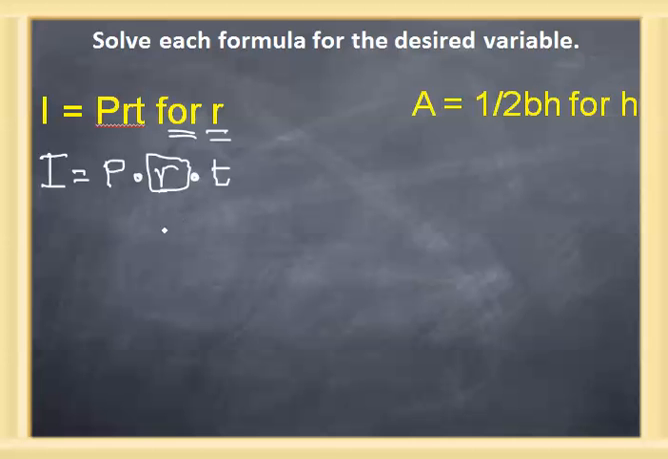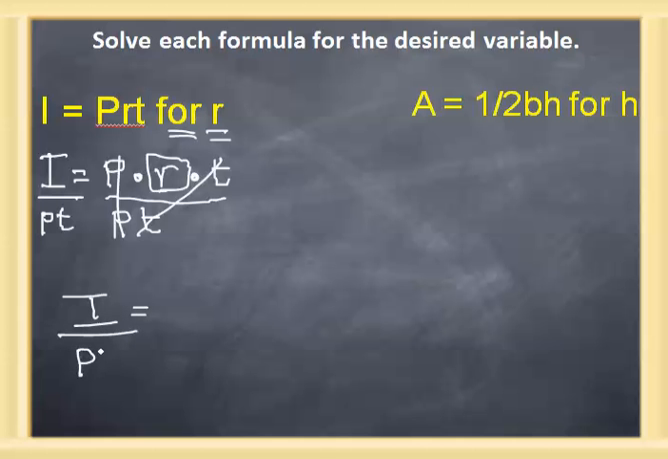Okay, so go backwards. What's the opposite of multiplying by P and multiplying by T? The opposite of multiply is divide. So we just divide each side by P and T. So I over PT is equal to R.